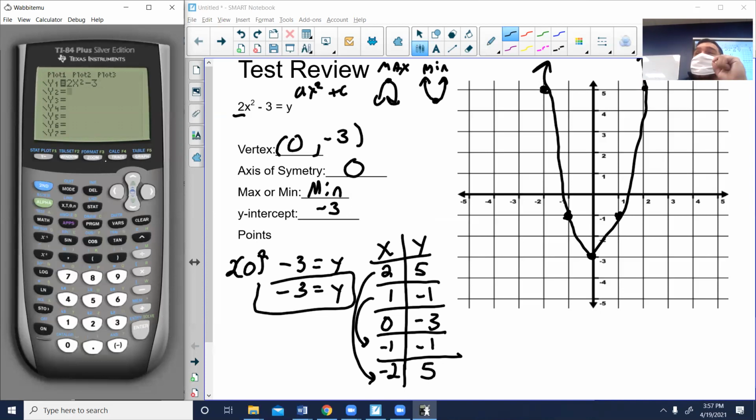So what I need you guys to do before you start your test is click zoom. The zoom is the middle button on the top 5 rows. We're going to do zoom standard, so option 6. You could just click 6 for that, and it'll do it automatically. Zoom, then standard, option 6.